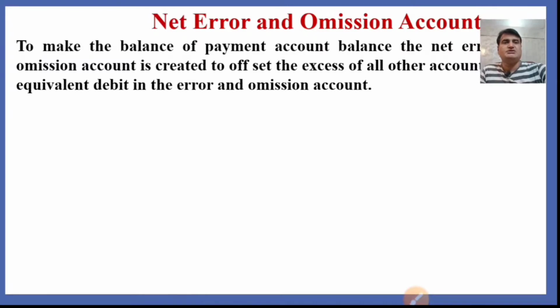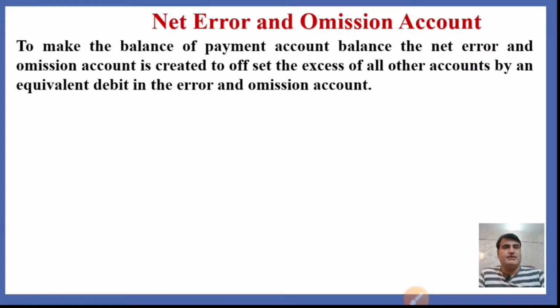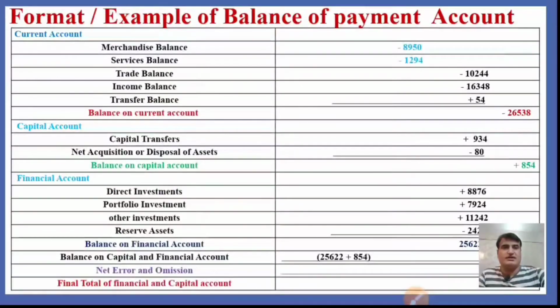Net error and omission account. To make the balance of payment account balanced, the net error and omission account is created to offset the excess of all other accounts by an equivalent debit in the error and omission account. This is the format of balance of payment.